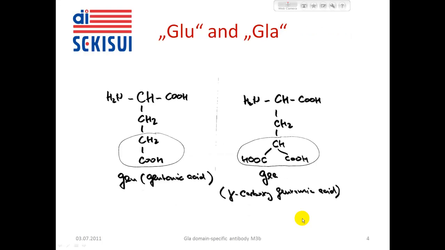Here is a comparison of the structure of GLU and Gla, glutamic acid and gamma carboxyglutamic acid. You see here glutamic acid with one carboxy group and Gla with two carboxy groups in the gamma position of the amino acid structure.